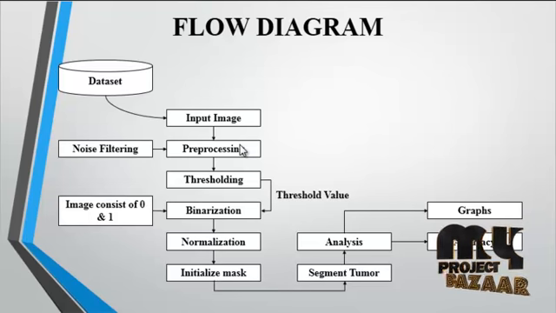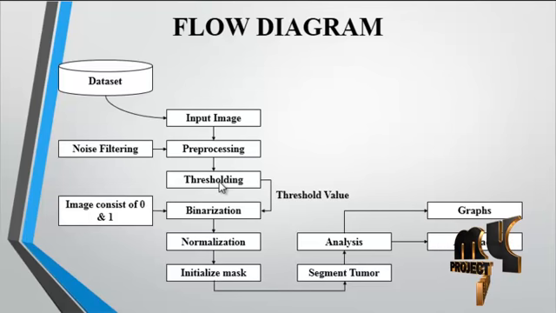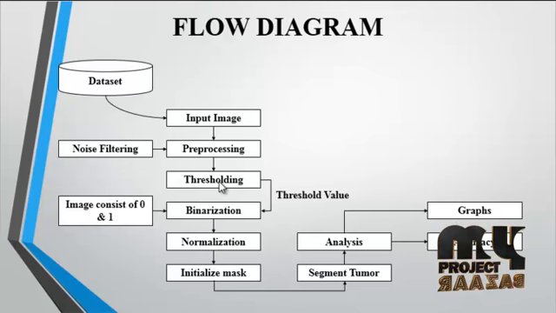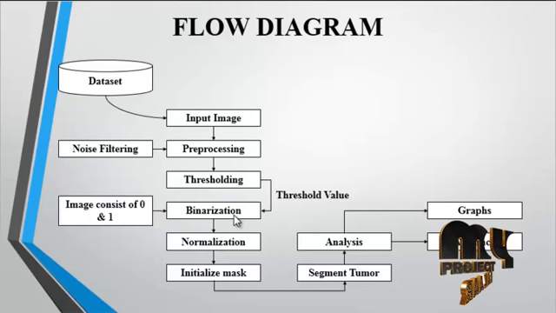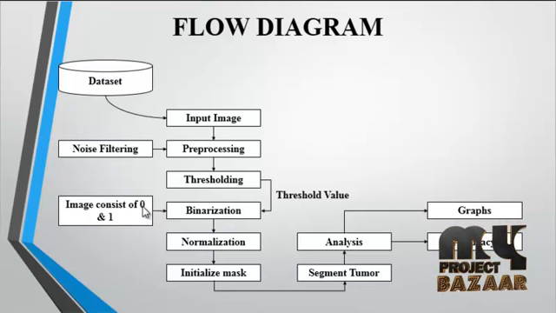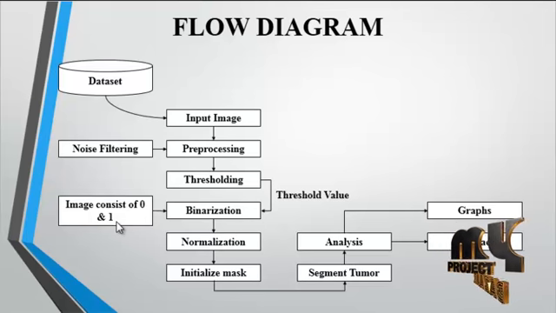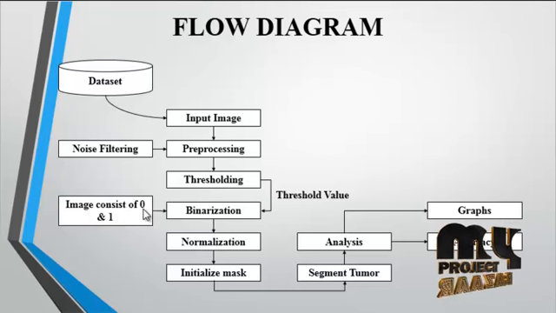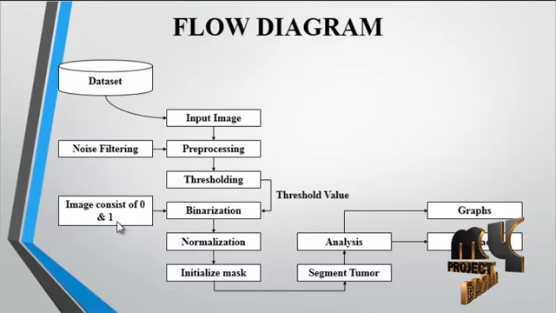After the noise filtering, the threshold value is calculated from the noise-free image. By using the threshold value, the binarization is carried out. In the binarization, the image consists of only two values: one is 0 and the second one is 1. The 0 area represents the black area of the image and the 1 area represents the white region of the image.